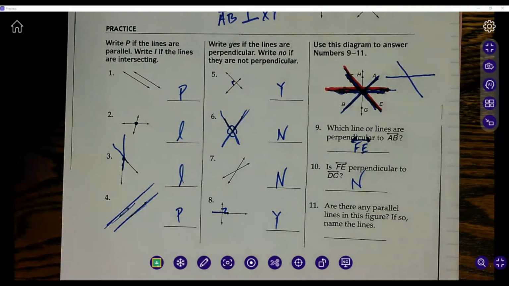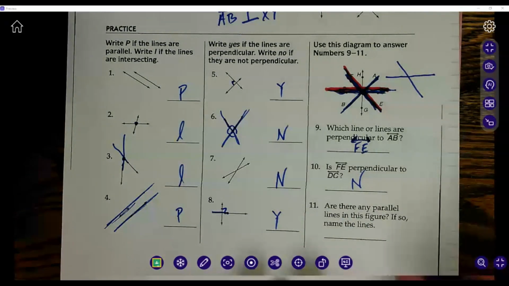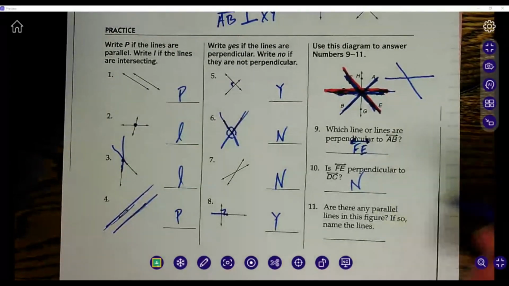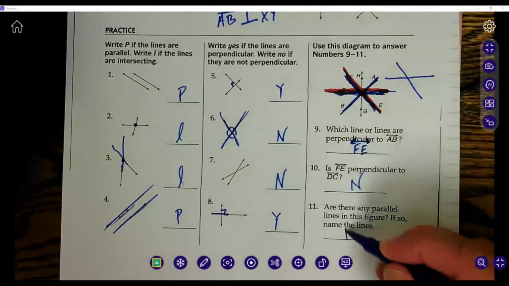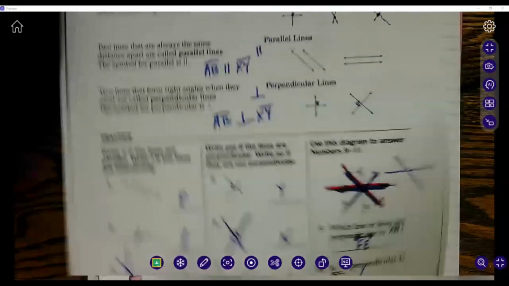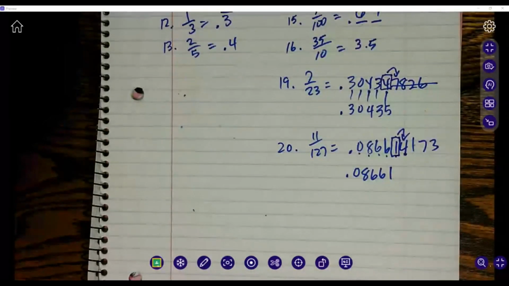Yes, they cross. They cross each other. And so if any lines intersect or cross each other, they can't be parallel. So the answer here is no. None of those lines can be parallel because they all intersect each other. Very good. All right.